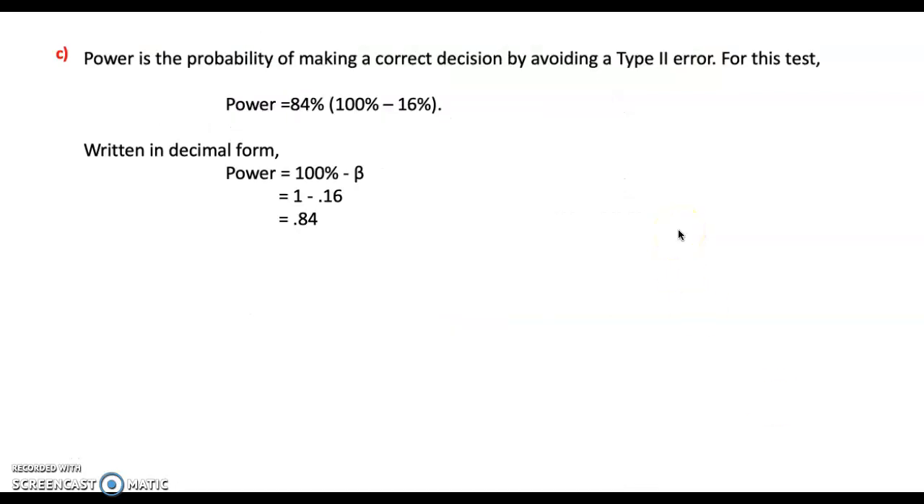The next part of the question is the power. How do we calculate the power? We calculate the power using the formula 1 minus beta. So 1 minus beta, where beta was 0.16, is going to give us 0.84 for the power calculation.